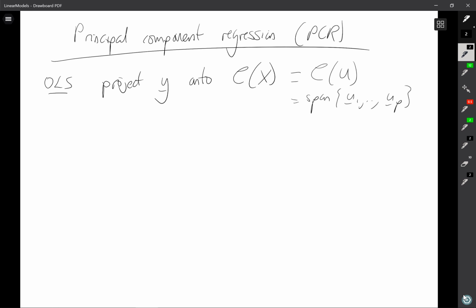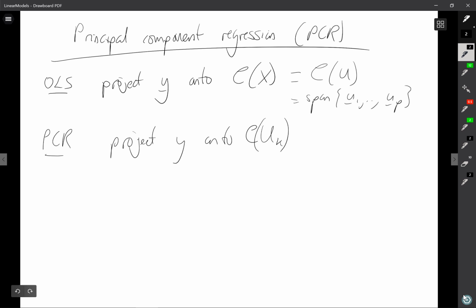Now essentially what we do in principal component regression is instead project y onto the truncated set of left singular vectors. Okay. So project it onto the span of U1 up to Uk, where k is less than p. So let's just recap. Okay.